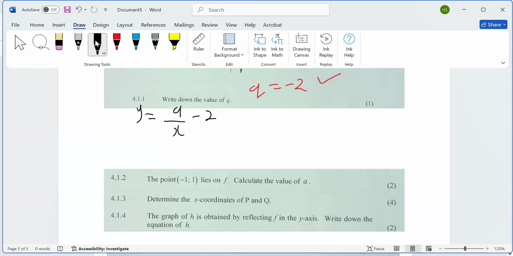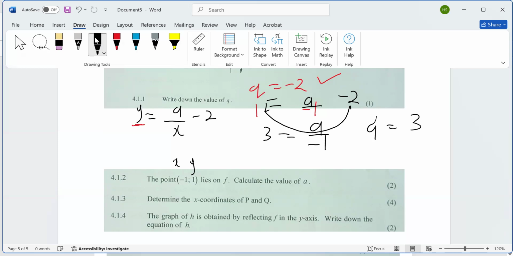Next, we use this point. According to this point, this represents x, and this represents y. So when I see y here, I'm going to put 1. Then this is going to be equal to a all over, instead of x, I put -1, minus 2. Take this -2 to the other side, it becomes positive, and you have 3. It says 3 is going to be equal to a all over -1. I multiply both sides by -1, and I'm going to have a equal to -3.